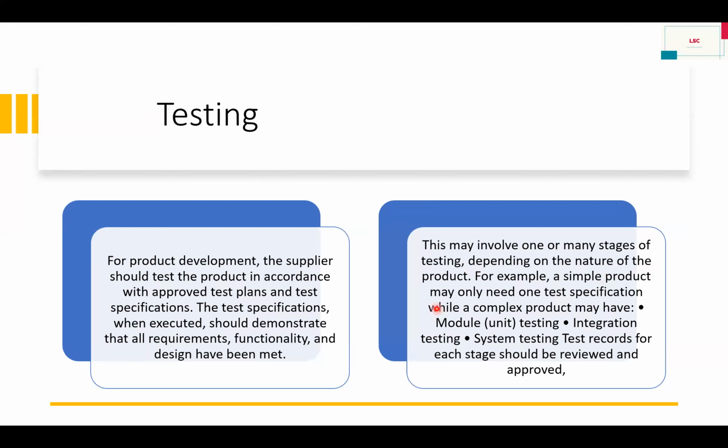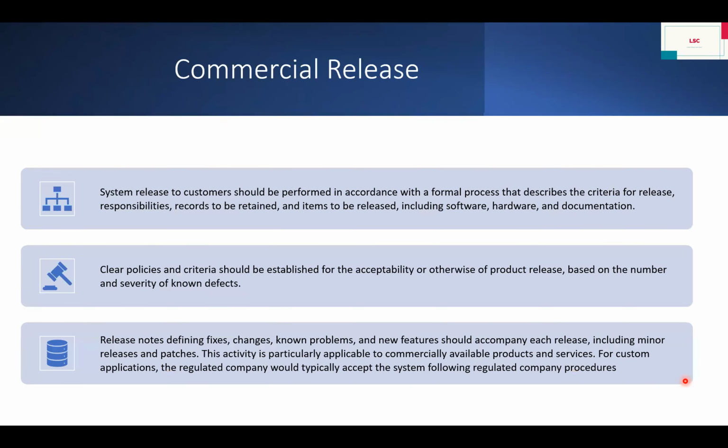For example, a simple product may only need one test specification, while a complex product may have module testing, integration testing, and system testing. Test records for each stage should be reviewed and approved. So each stage test record you can approve. This should all be written down properly, reviewed and approved in your VMP plan, how you are going to be testing your overall GxP system. If you are going step-by-step in development, then accordingly you can write that in your VMP plan.